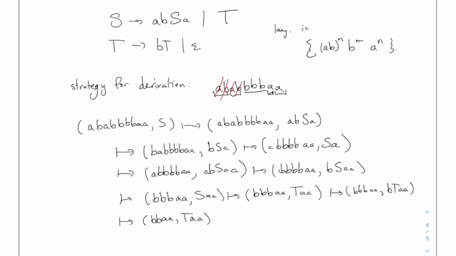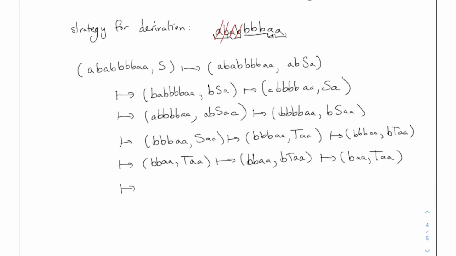I have 2 more b's to cancel, so I'm going to do 2 more times of that t goes to bt stack grammar rule. So this becomes BBAA, BTAA. Then cancel the b's, BAA, TAA, right? We're getting somewhere here. Again, t goes to bt. Lets me do BAA, BTAA. Canceling b's, I get AA, comma, TAA.